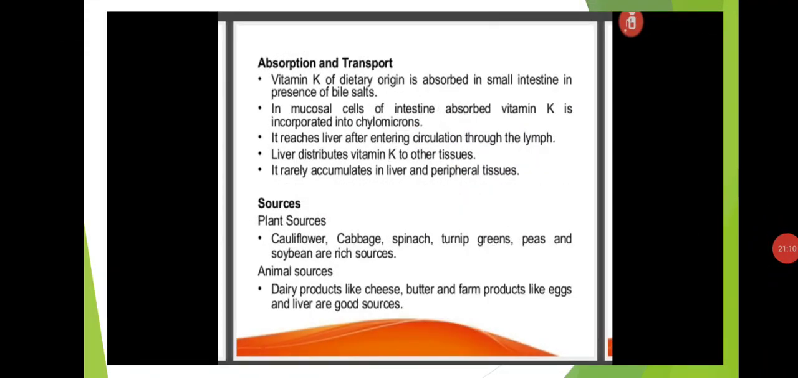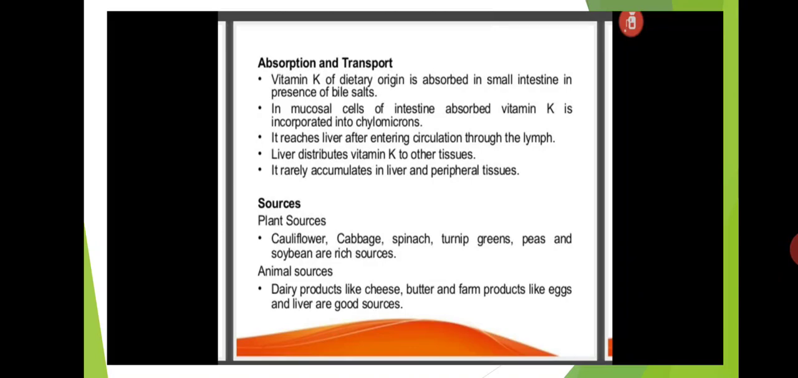Absorption and transport of vitamin K. Vitamin K of dietary origin is absorbed in the small intestine in the presence of bile salts. All fat soluble vitamins A, D, E, K are absorbed in the small intestine in the presence of bile salts.